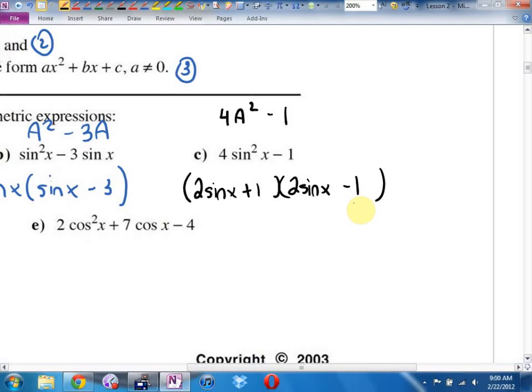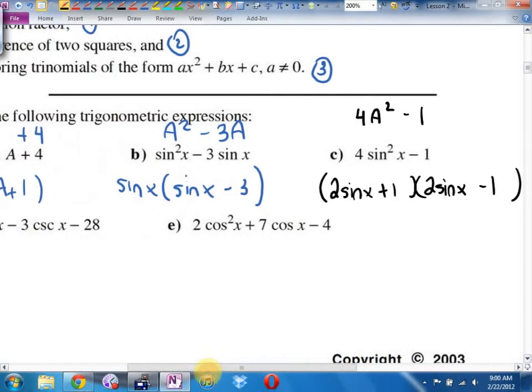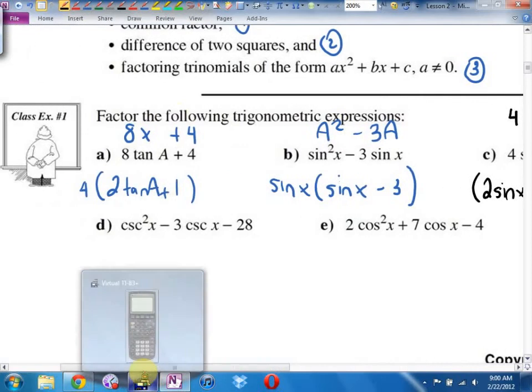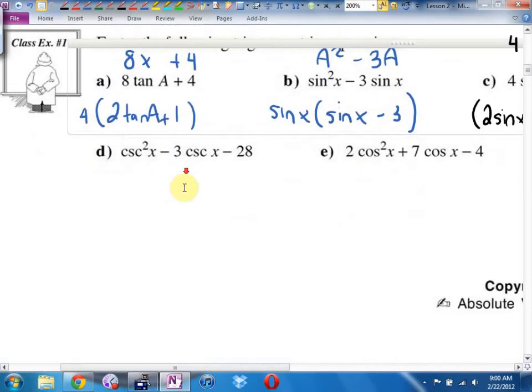Okay. Two sine x minus 1, 2 sine x plus 1, or 2 sine x plus 1, 2 sine x minus 1. D. Okay, now I'm going to try not writing that little small term above it. I'm just going to try and visualize.